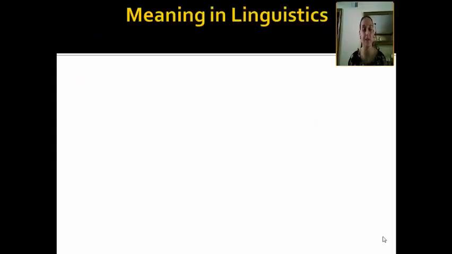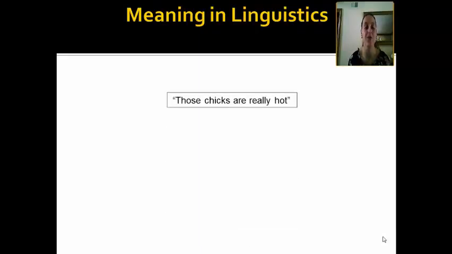Okay, so let's begin with meaning in linguistics. Semantics is basically the study of linguistic meaning, where we will explore a variety of meanings and meaning relationships that phrases and sentences represent in a particular language. So to determine exactly what we mean by meaning, let's look at a sentence that has been spoken by somebody. The sentence says, "Those chicks are really hot." And we can think about meaning in language in four different ways. We have the linguistic meaning, the social meaning, the affective meaning, and the non-literal meaning.